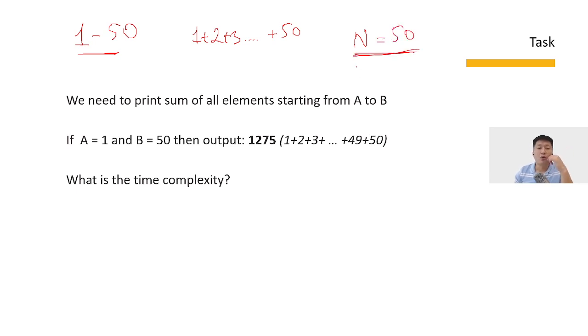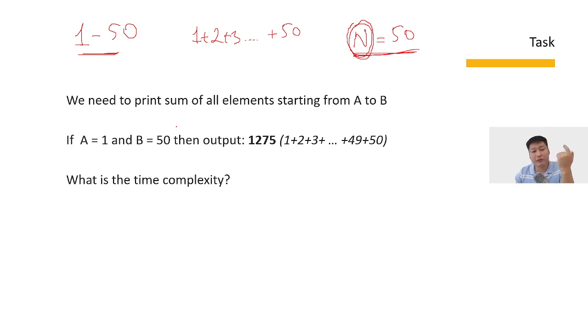Always when we estimate the work of an algorithm, we should know how many elements it has, because it depends on that. For example, if it's 50, it's okay. But if we have 1,000 numbers, it will take more time. So n is 50 here. Why 50? Because from 1 to 50, we have 50 values.